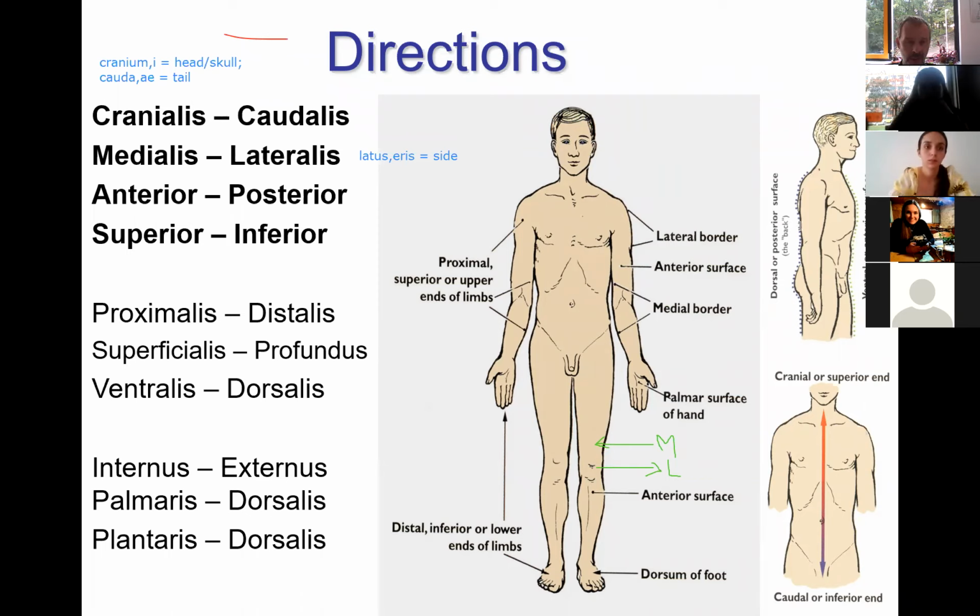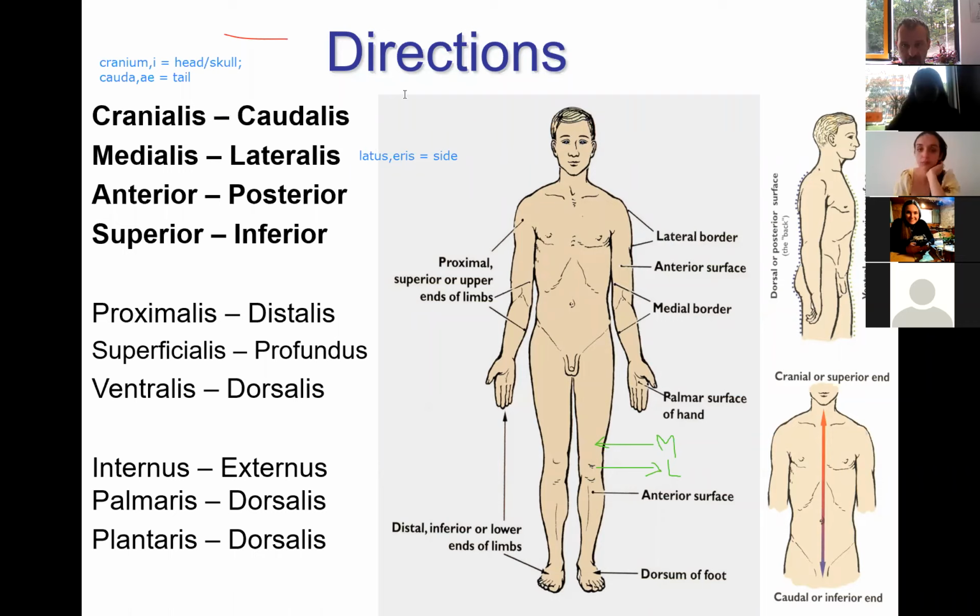Ante and post are prepositions. The same with superior and inferior; supra and infra are prepositions meaning up and down, as you can see here, superior and inferior. The question: will we be using Latin terms for directions or English ones? You can use English or Latin. I will present all of them in Latin, so you have already learned the Latin terms now.